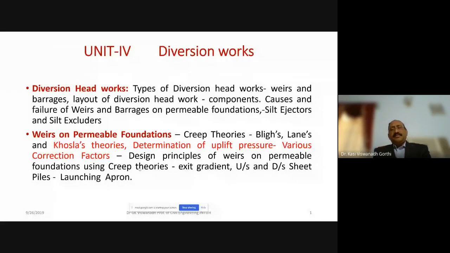About the diversion works in the fourth unit. We have finished three major units. One is the reservoir planning, and the other is the gravity dams. Then about the earth dams and spillways. Then even in the diversion works, also diversion headworks we have finished.